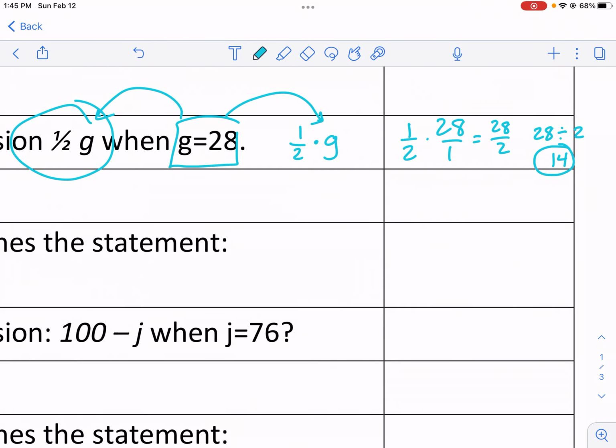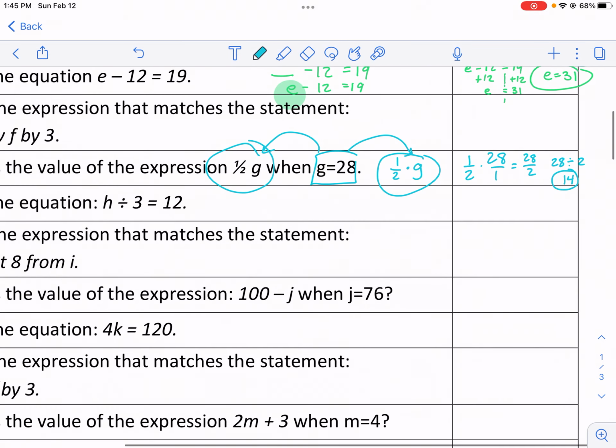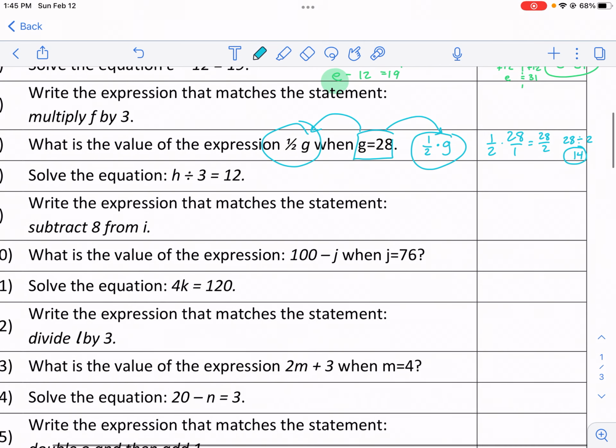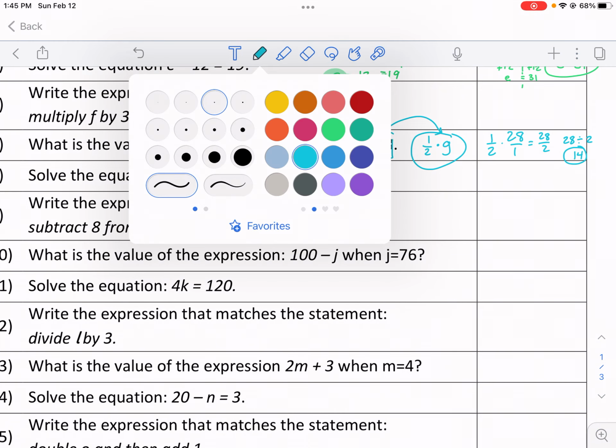Or you could just say, anytime I multiply 1/2 of something, it means divide by 2. That's another way to consider that. So I know 28 divided by 2 is 14. All right, let's talk about another one. Let's talk about solve the equation. We'll do the one right below it.